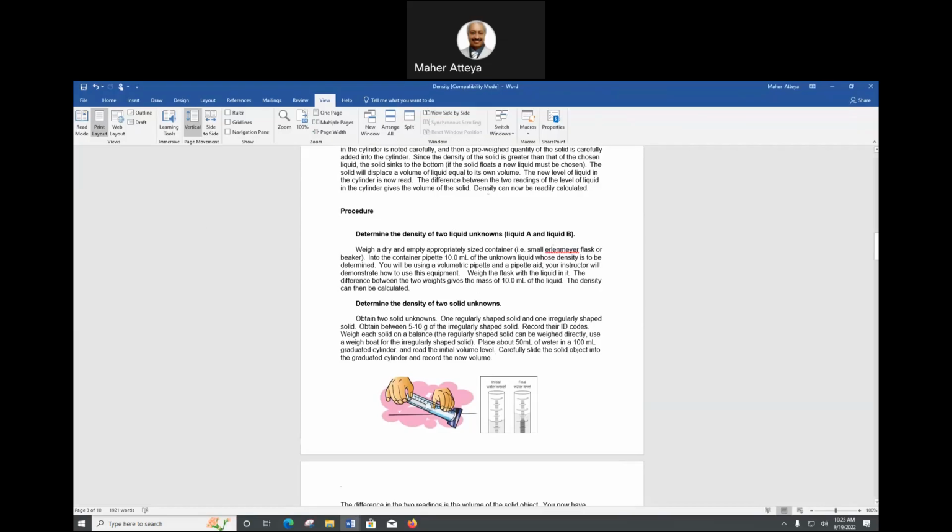So this is the first one. Now let's go for the second one. This is for A and B, but I found only A. If you don't find B, just skip it. But I think you might find it in the back. Now we have to determine two solid unknowns. One is regular, one is irregular.